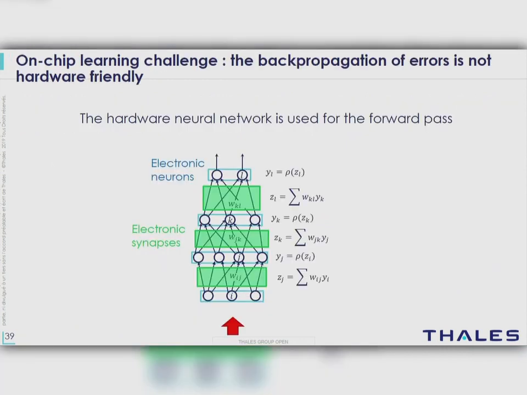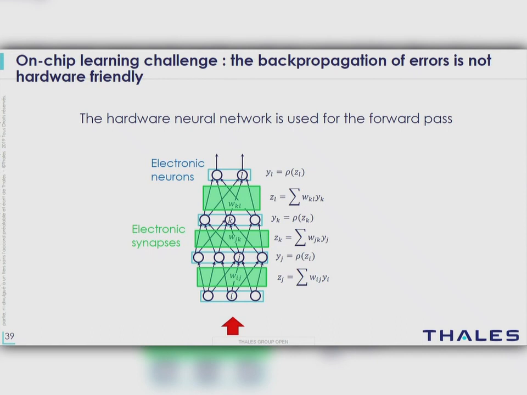Okay, but the thing is that it's very hard to have a system that you can keep training on chip. Why? Because the way that we have to train neural networks now is called backpropagation, and it's not hardware friendly. So I will explain why.